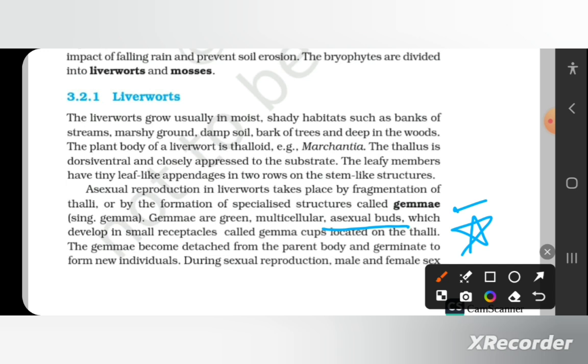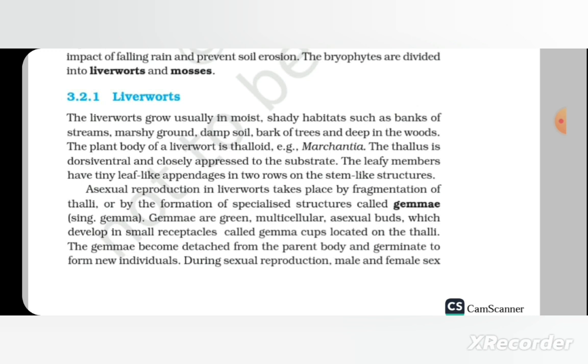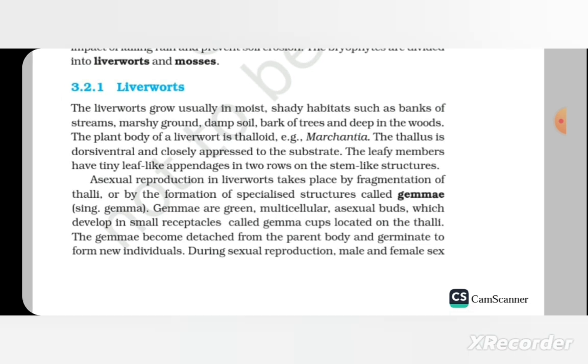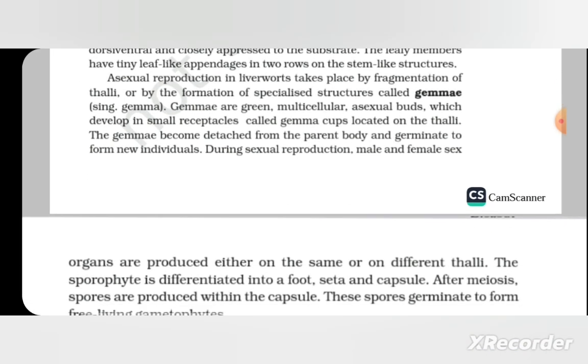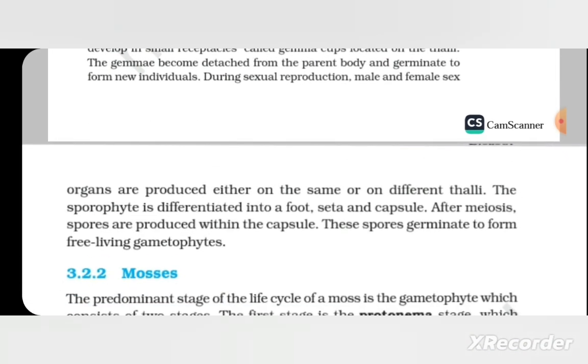It's just similar to budding, in which a bud detaches itself from the parent body, then again grows to form a gametophyte. Similarly here, the gemma becomes detached from the parent body and germinates to form a new individual. During sexual reproduction, the male and female sex organs are produced either on the same or different thalli.